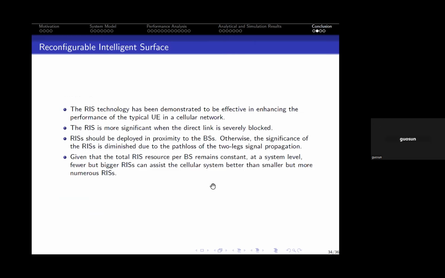So here are some conclusions. The conclusion is divided in two parts. One is for the RIS. RIS can be effective in specific cases, when the direct link is blocked or the RIS is huge. Then RIS should be deployed very, very close to the base stations. Otherwise, the path loss would be very severe. And if you have the same amount of RIS elements, it's better to have one big RIS to do very strong beamforming rather than allocate it into smaller RISes to do many small beams.